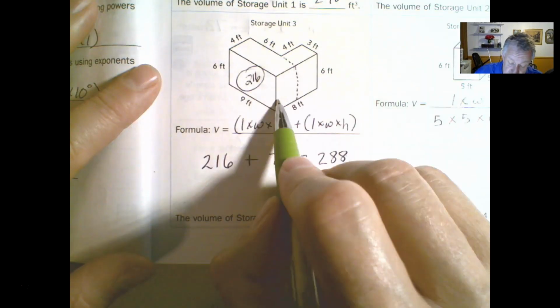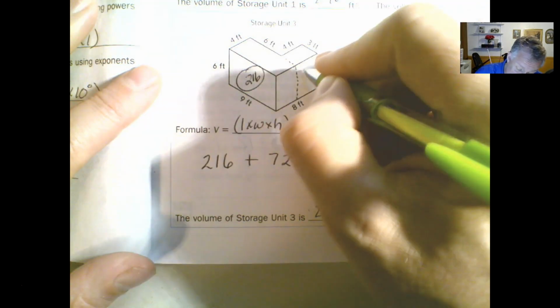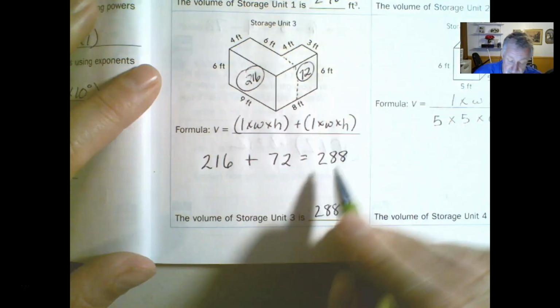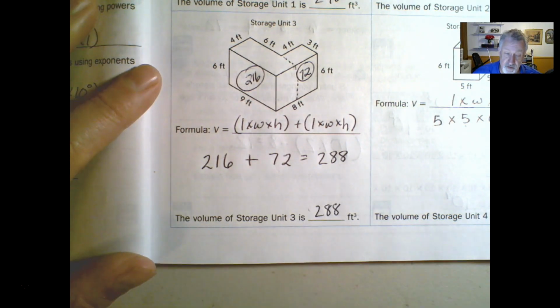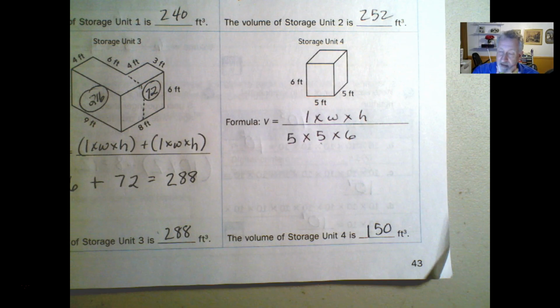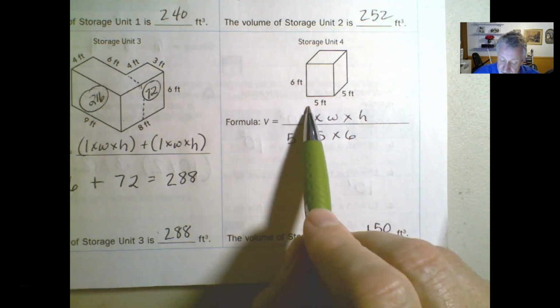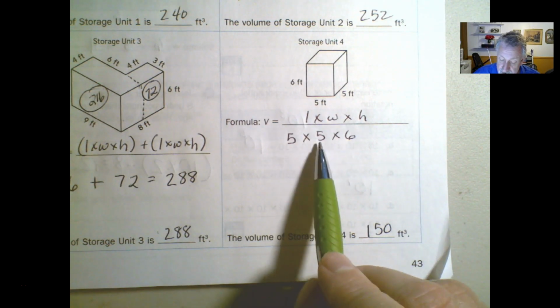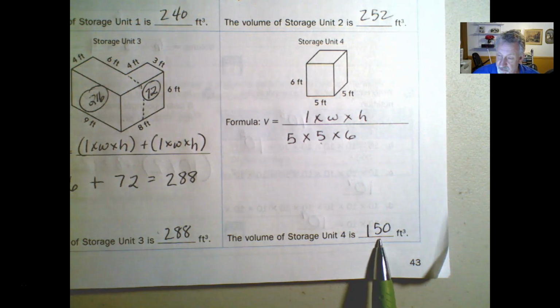So this section, the large section, is 216. The little additional section adds another 72 feet, which gives me a total of 288 feet for this unit. The last unit looks like a rather small unit. It's 6 by 5 by 5. Well, 5 times 6 is 30, and 30 times 5 is 150.